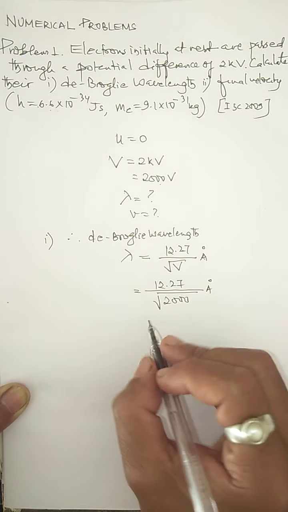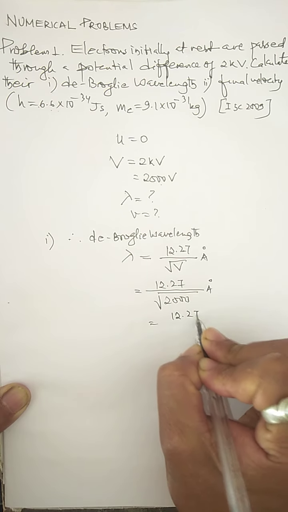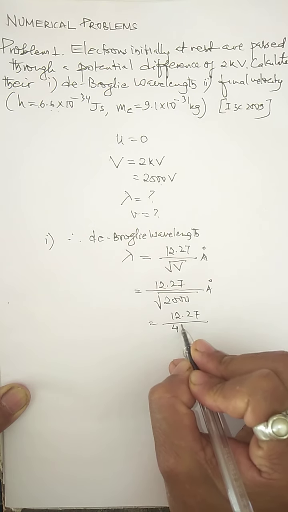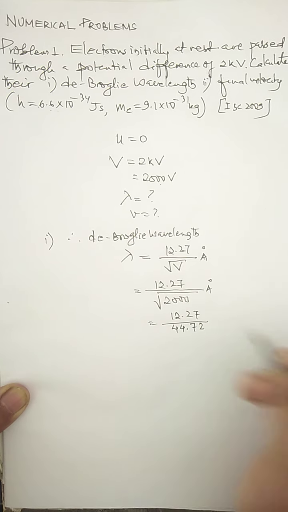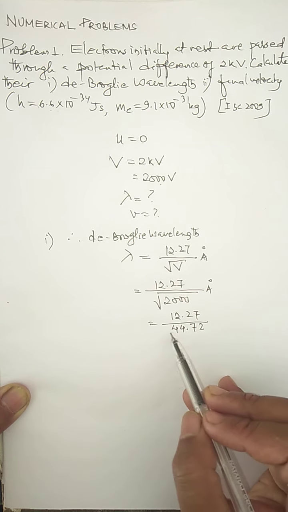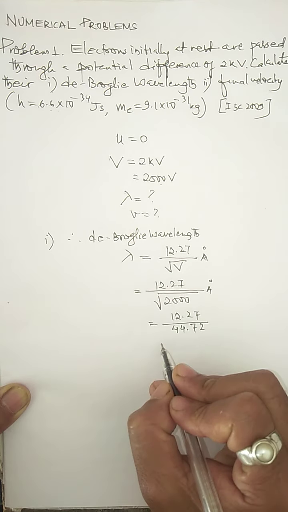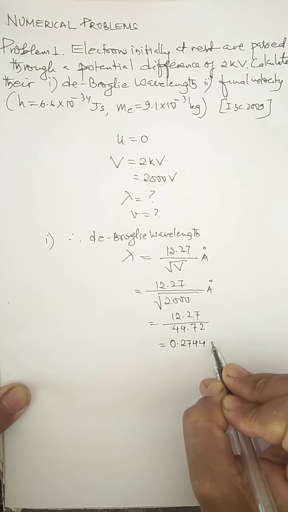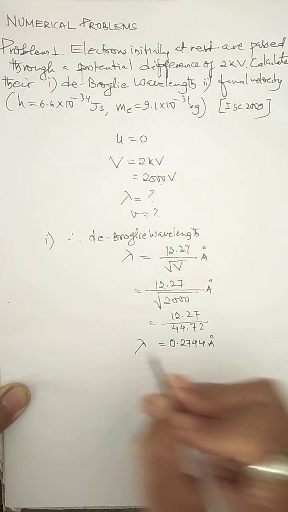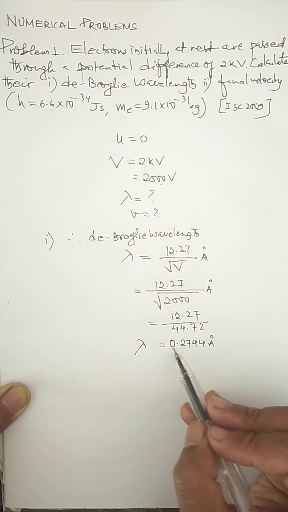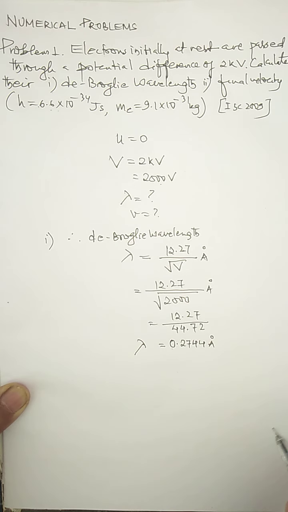Now we can take the square root of 2000. But 2000 is not a perfect square, so if you calculate the square root of 2000, it comes approximately 44.72. I am writing it to two decimal places. Now 12.27 divided by 44.72, with the help of a calculator, we get approximately 0.2744. Let me write it in 4 decimal places, no problem, because these wavelengths are very small. So what is the de Broglie wavelength of the electron? 0.2744 Angstrom. The first part of the question is solved.